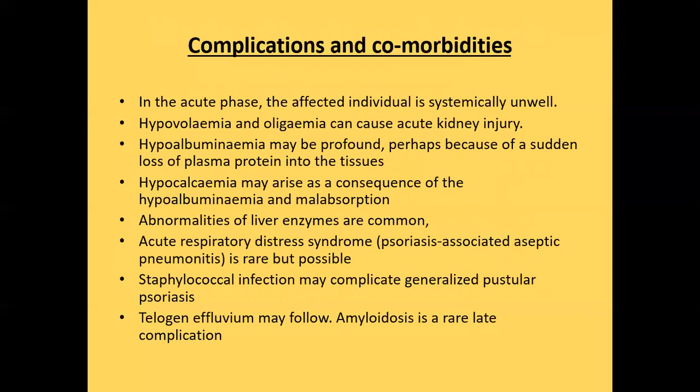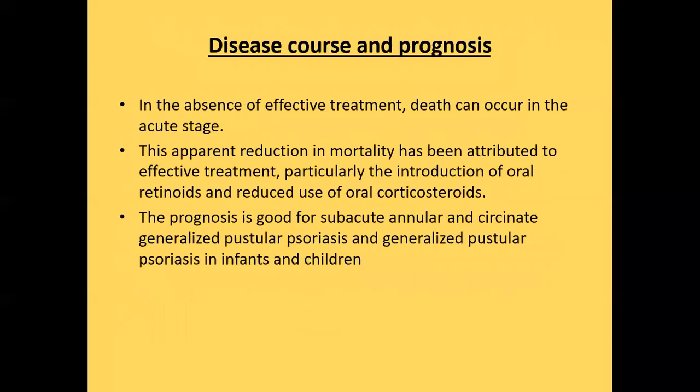Complications and comorbidities. Pustular psoriasis is a severe disease with many complications like hypovolemia and oligemia leading to kidney injury, hypoalbuminemia with sudden loss of proteins, hypocalcemia as a consequence of hypoalbuminemia and malabsorption, abnormality of liver enzymes, acute respiratory distress, staphylococcal infection, telogen effluvium, and amyloidosis.